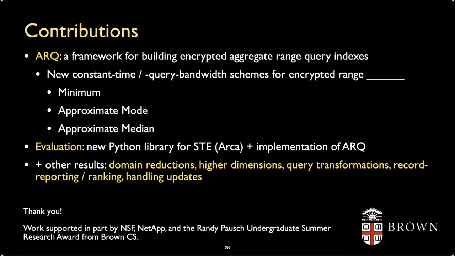To reiterate, in this paper, we present a new framework called ARC that allows one to build encrypted aggregate range query indices by combining structured encryption primitives with an existing plaintext aggregate range query scheme. Additionally, we define new definitions that are unique to the aggregate range query setting and show how those definitions can show us when a plaintext aggregate range query scheme is potentially suitable for a secure ARC instantiation.